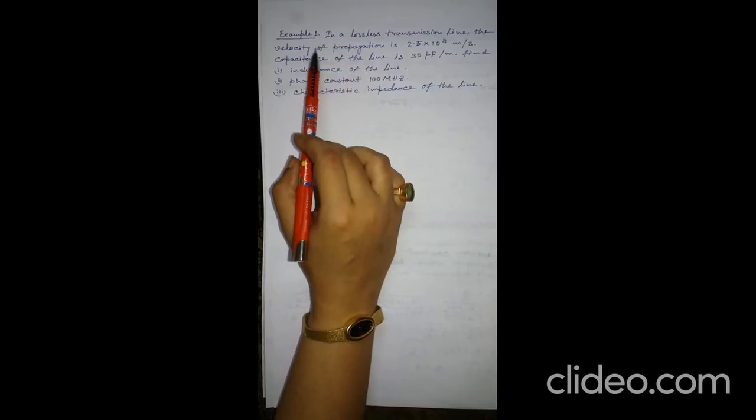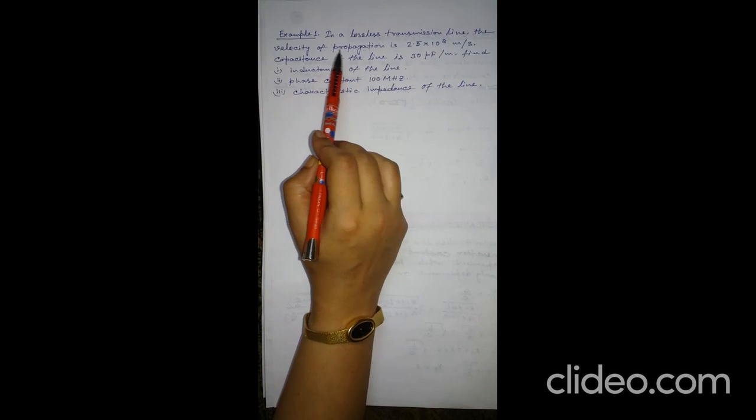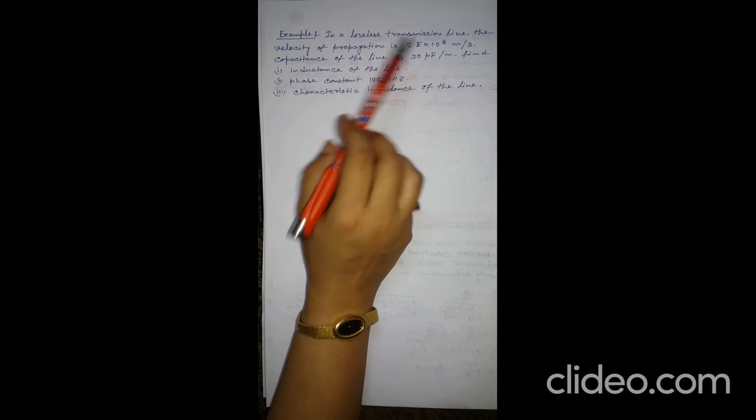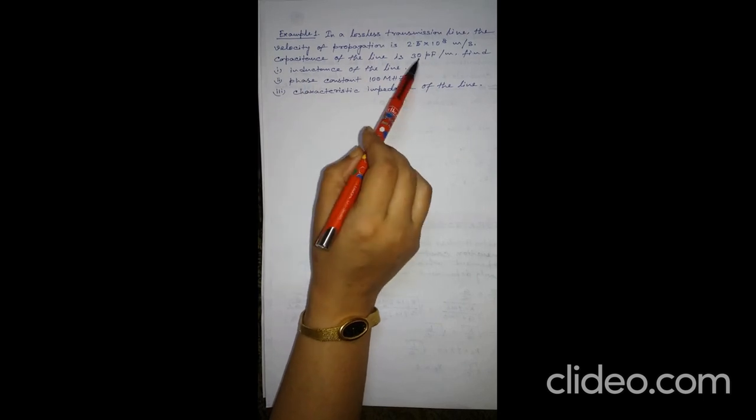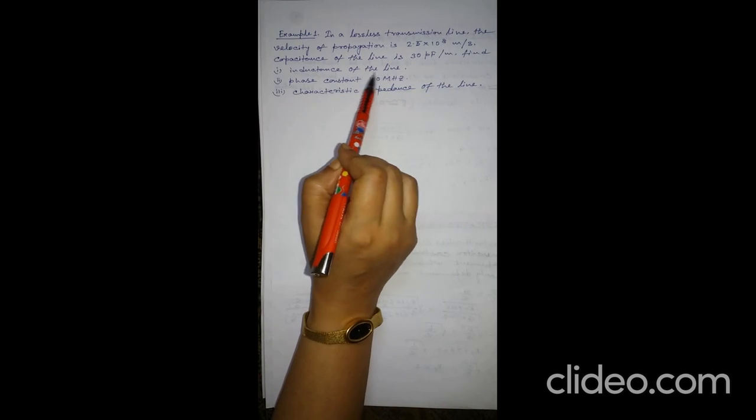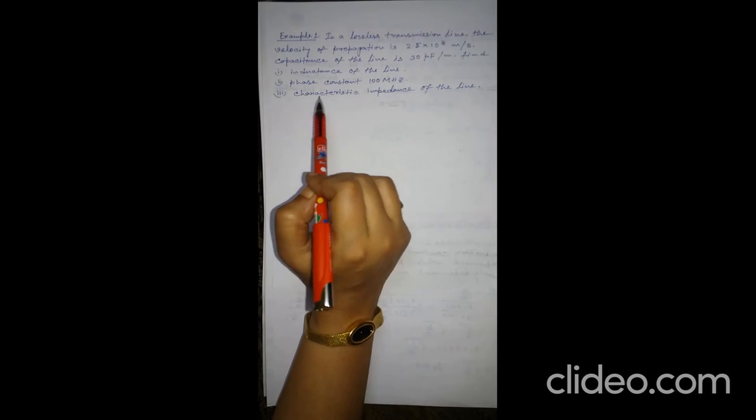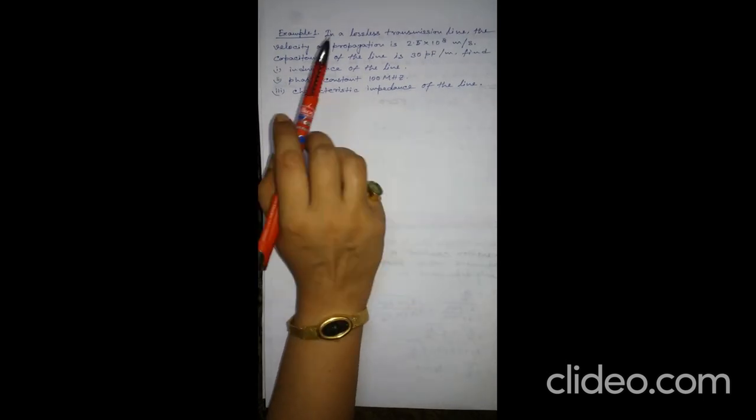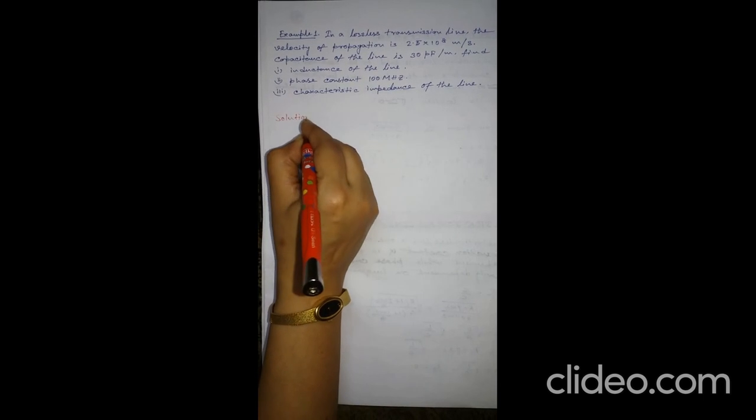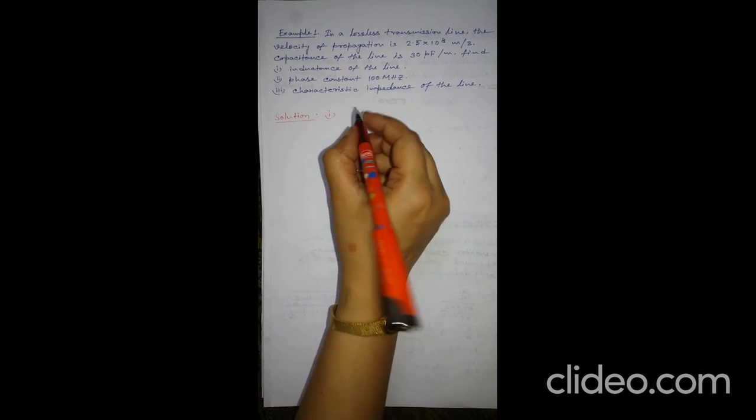Now come to this simple problem. In a lossless transmission line, the velocity of propagation is 2.5 into 10 to the power 8 meter per second. Capacitance of the line is 30 pF per meter. Find number 1, inductance of the line, number 2, phase constant at 100 megahertz, and number 3, characteristic impedance of the line.